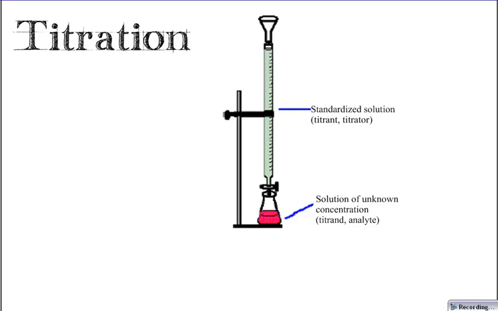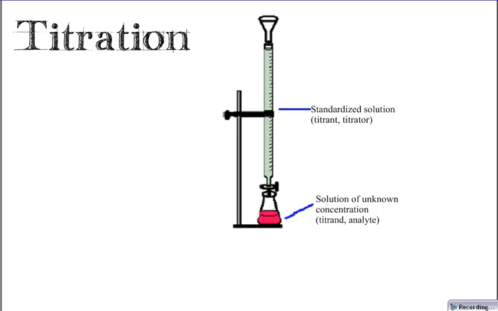In a titration, you react a known solution, or a standardized solution, with a solution whose concentration is not known. The known solution, the standardized solution, is called the titrant, and the unknown solution is called the titrand.